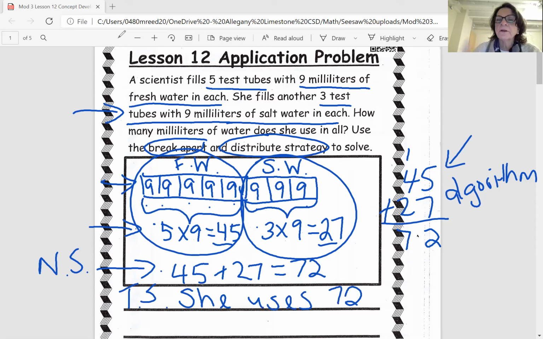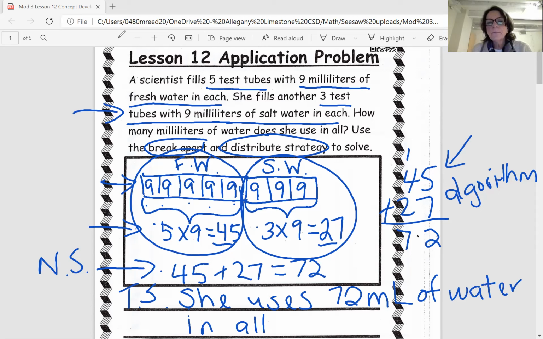And then I should have done this earlier. The abbreviation for milliliter is lowercase m, uppercase L. So that's the abbreviation for milliliter. She uses 72 milliliters in all. Probably should say 72 milliliters of water in all, kind of dressing up your number, knowing what you're talking about. Okay, and that's our application problem for today. And let's remember, all together, we had 5 9s plus 3 9s, so we had 8 9s.